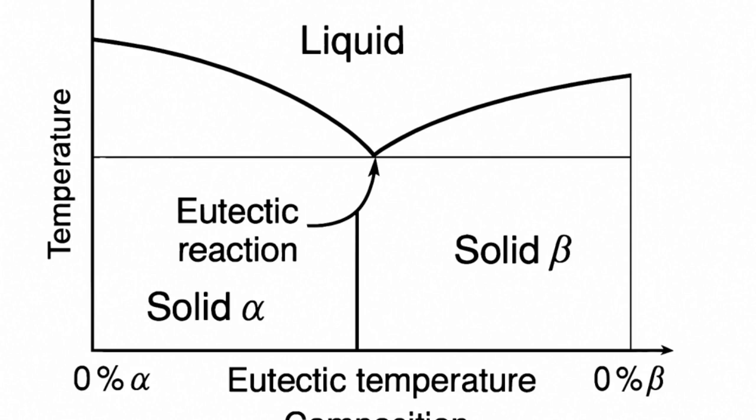Eutectic reactions. Next, we encounter eutectic reactions, a critical transformation in many alloy systems. A eutectic reaction involves a liquid phase transforming isothermally, or at a constant temperature, into two distinct solid phases upon cooling. This specific composition, known as the eutectic composition, has the lowest melting point in the system. The resulting microstructure is a fine mixture of the two solid phases, often exhibiting unique properties. Solder, an alloy of tin and lead, is a common example of a eutectic system, valued for its low melting point and excellent wetting characteristics.